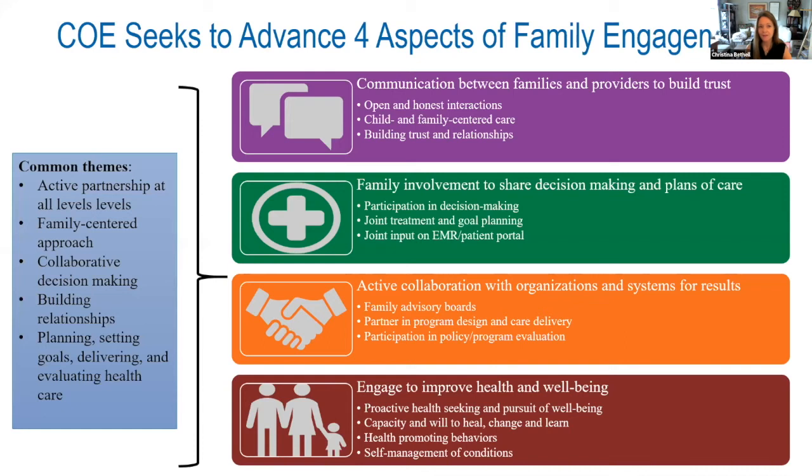And this all together really seeks to advance family engagement at all 4 levels of basically improving communication and building trust, family involvement, and shared decision-making in plans of care, so that you don't just tell families what to do, but they've bought in and they're really going to get the support that you try to give them, as well as ask for what they need. Also, the data at a population level helps families really collaborate with the organizations and systems for improvement and improve the health and well-being of all children.